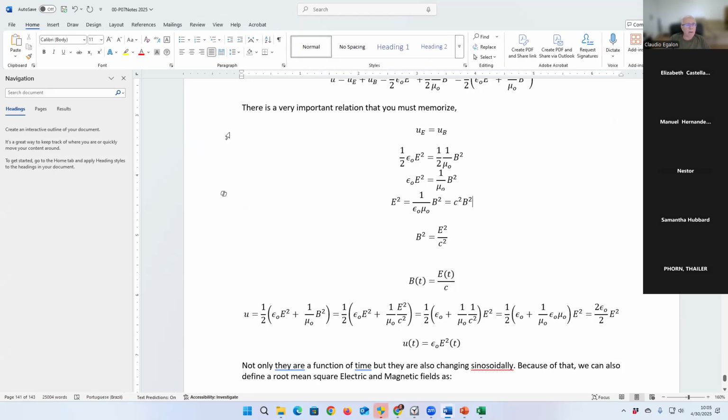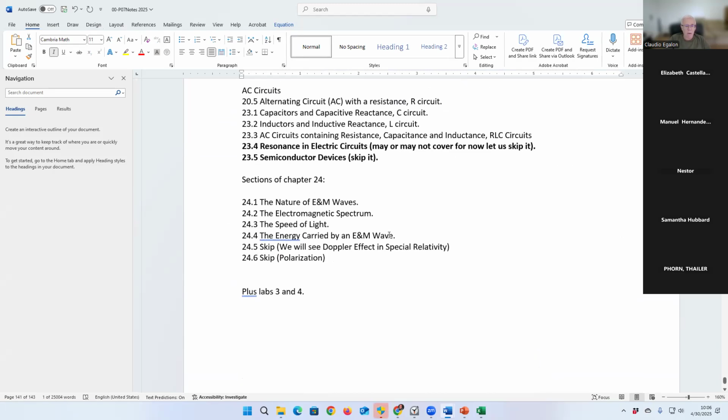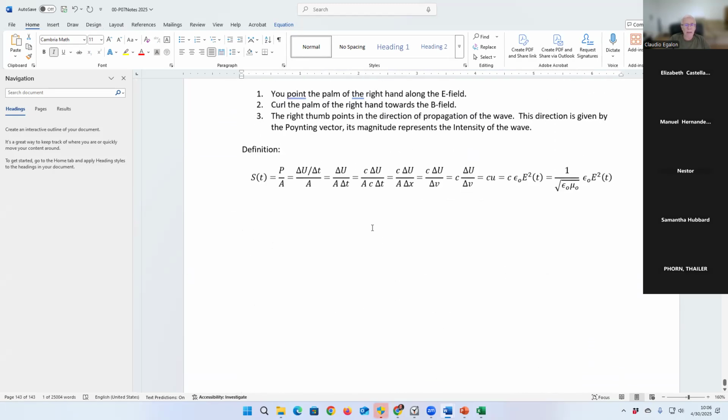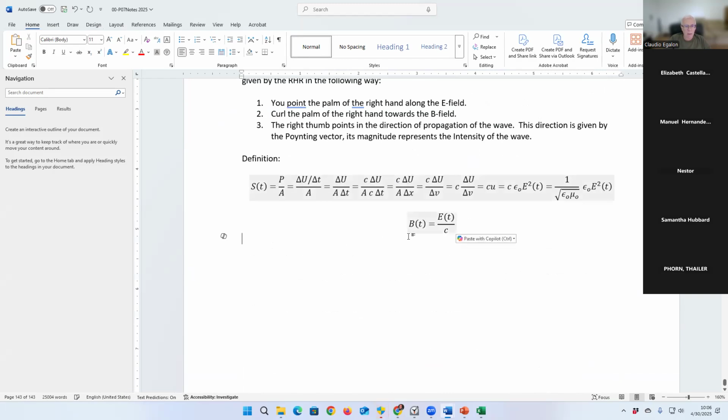But just remember that for an electromagnetic wave, the energy density of the electric field is equal to the energy density of the magnetic field. Just remember that. If you remember that, it becomes easier to derive the relationship between E and B. It's going to be something like that.